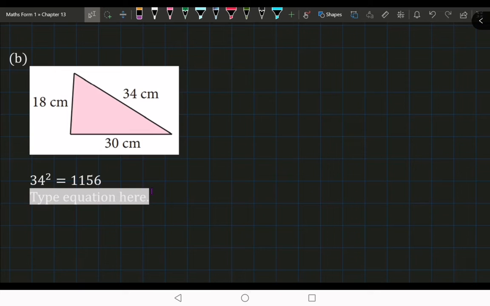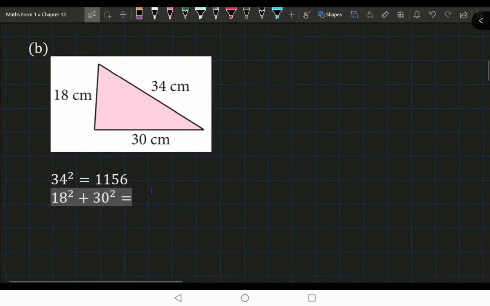We go for the other sides. The sum of the squares of the other sides is 18 square plus 30 square. Let us use a calculator. 18 square plus 30 square is 1224.